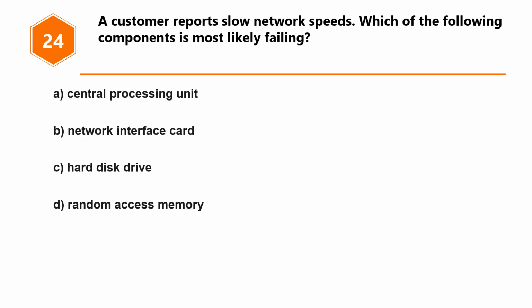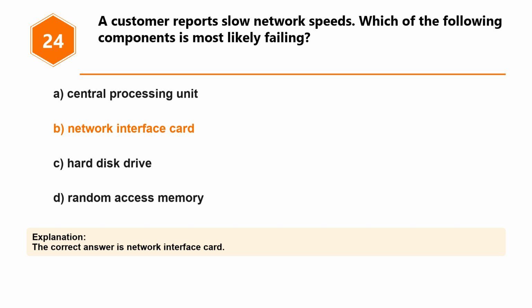Question 24. A customer reports slow network speeds. Which of the following components is most likely failing? Option A, central processing unit. Option B, network interface card. Option C, hard disk drive. Option D, random access memory. The correct answer is option B, network interface card.